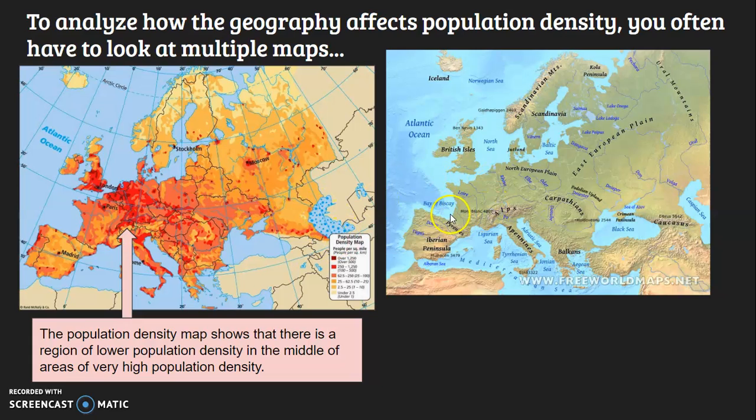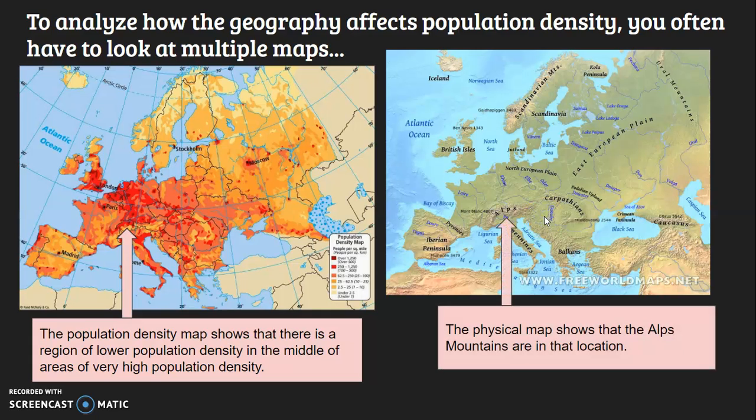Well, you might want to look at the physical map of Europe. And if you do, you will notice that the Alps mountains are located in that location. Where Switzerland, Germany, Italy are, the Alps are some of the highest mountains in Europe.